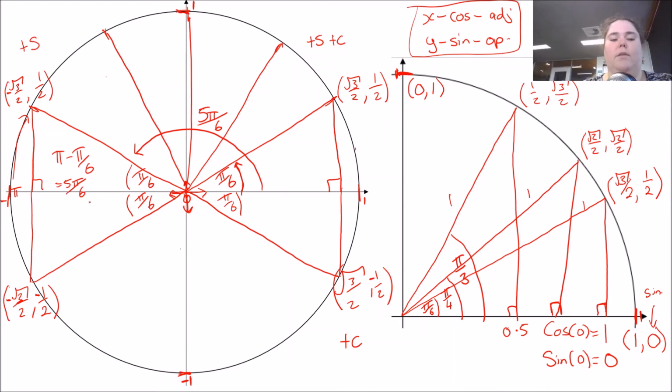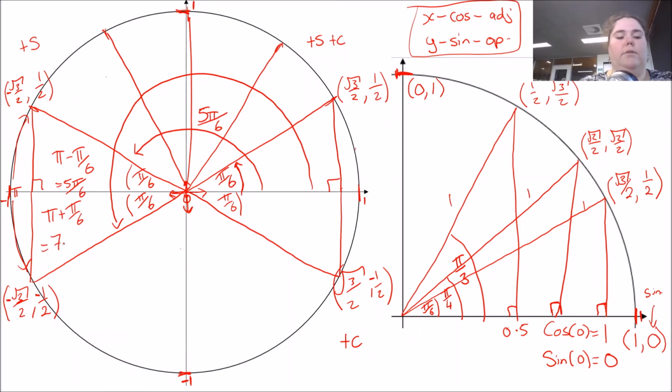To get me the full angle all the way from 0 round to here, it's going to be pi plus pi on 6, which is 7 pi on 6.